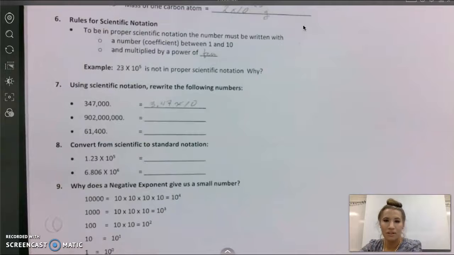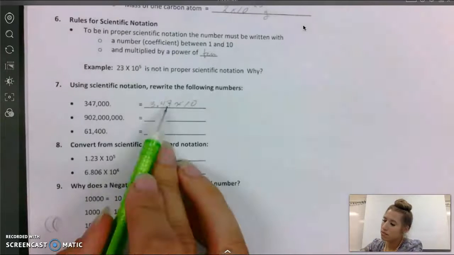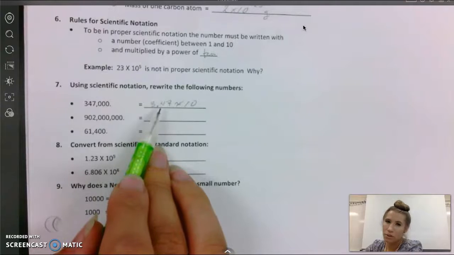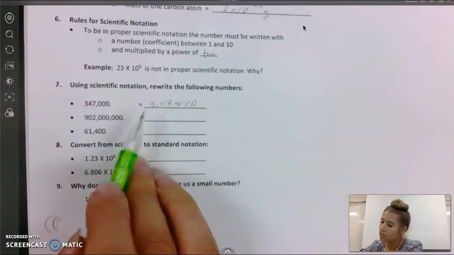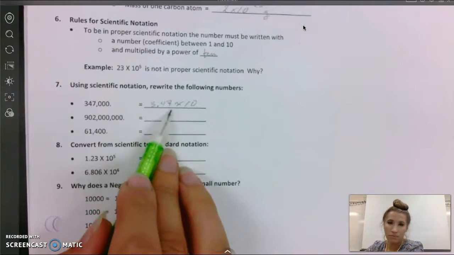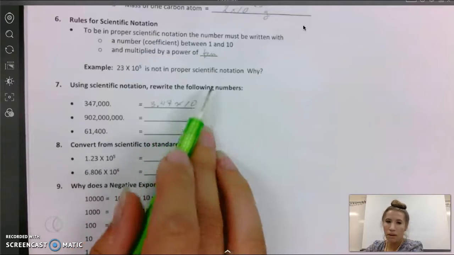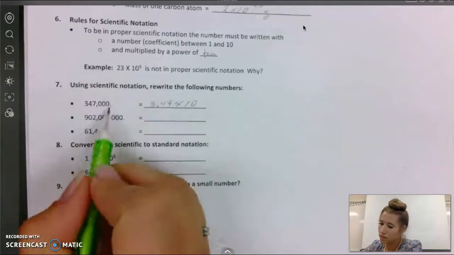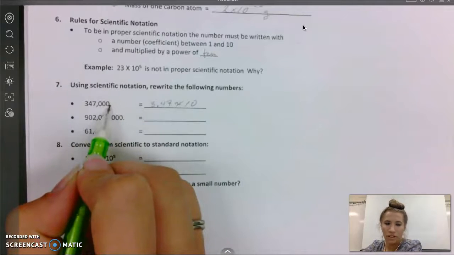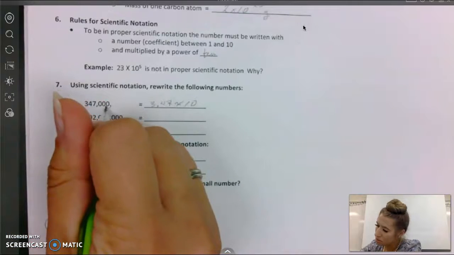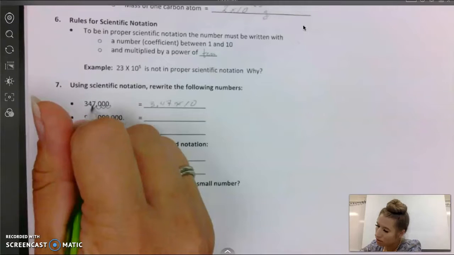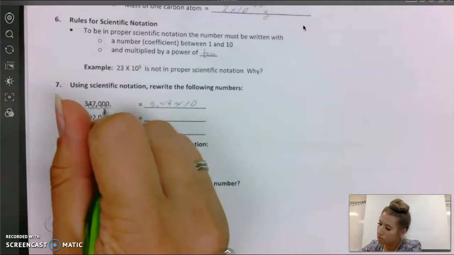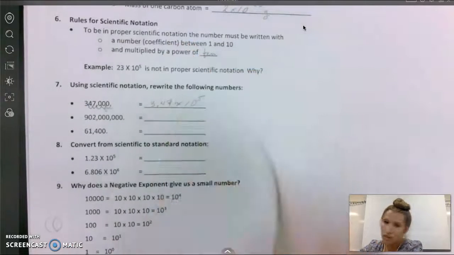Okay, so I've written my coefficient in proper scientific notation, a value between 1 and 10. And so I have 3.47. And then times 10, but I need to know what power this is going to be. So my decimal place right now is over here. And so I'm going to move this decimal place 1, 2, 3, 4, 5 times. Okay, so I moved it over 5 places, so it's times 10 to the 5th.